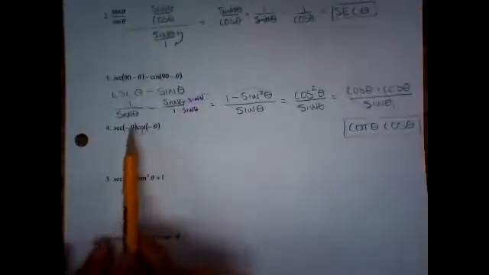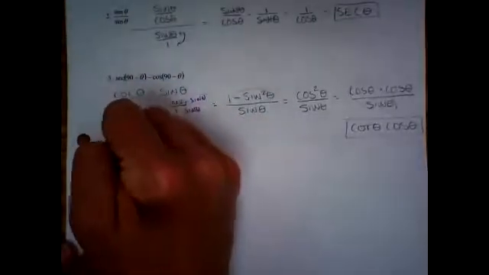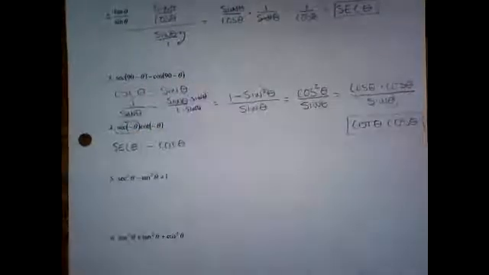All right, whenever you see the negatives in here, those are your even and odd identities. Secant is even, so it's going to turn positive. So this is just going to be secant of theta. Cotangent is odd, so it's going to turn negative. So that's negative cotangent of theta.